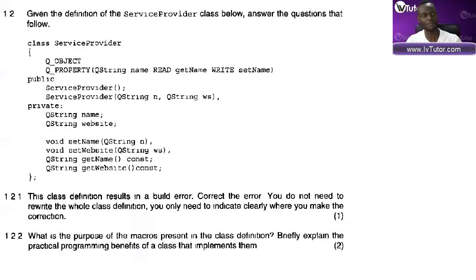This is a service provider class, and this class definition results in a build error. Let's talk about errors. I've always said at this level, if they say it results in a build error, please don't look for missing semicolons or spelling errors. If you actually find a missing semicolon, just put it there and keep looking, okay?